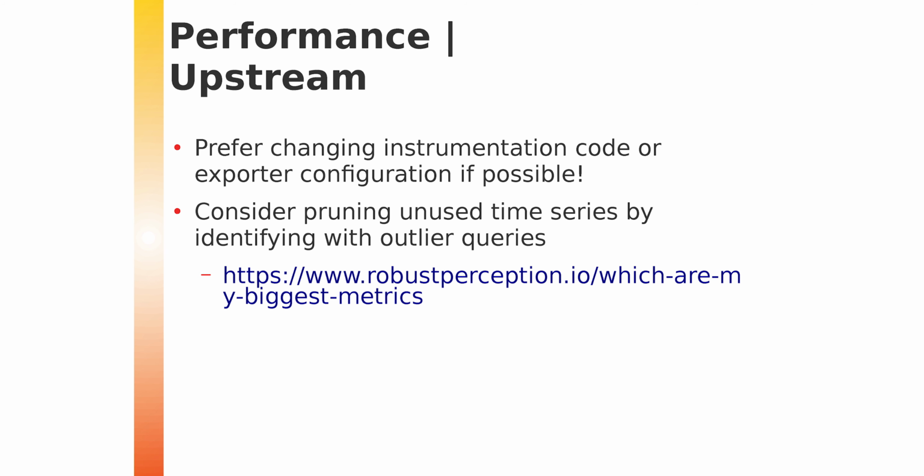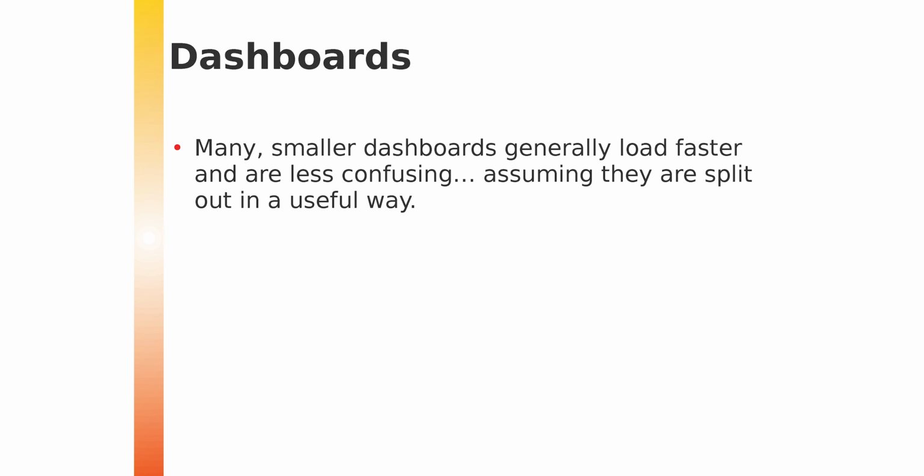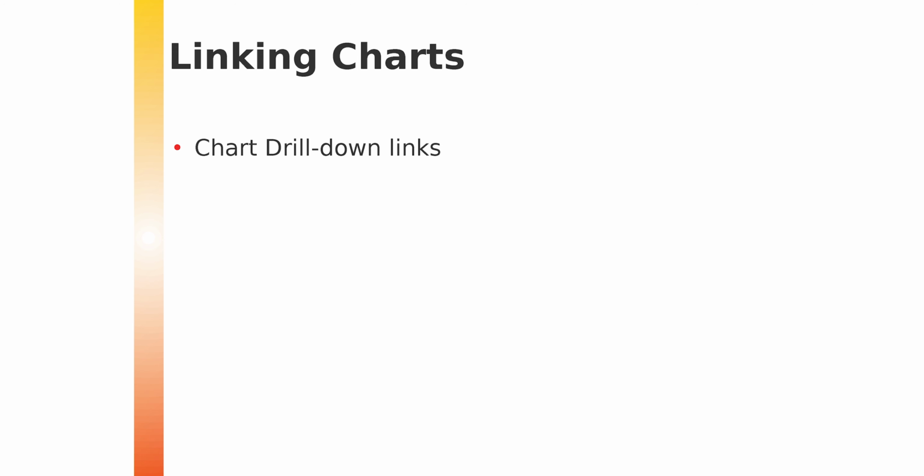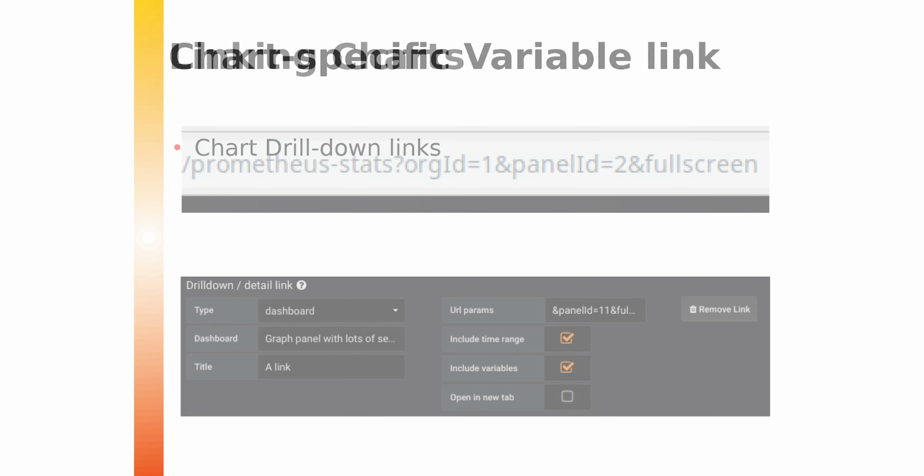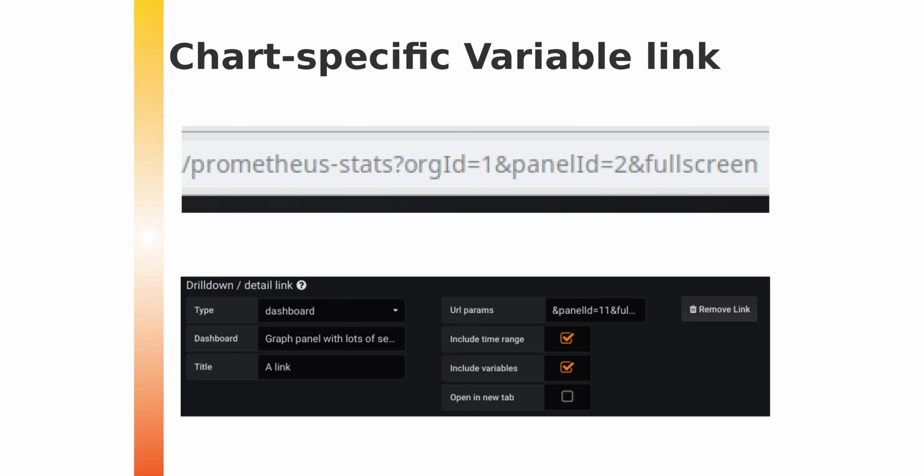So when making dashboards, as I mentioned, smaller dashboards are actually better. They load faster and they're less confusing, at least assuming they're split out in a useful way so that you can get to what you need to do. So for linking charts, there's a couple of different ways. A chart has the notion of a drill down link, and it can, as I mentioned, share variables and keep the time series and everything. And when you actually go to a dashboard, you can make a panel go full screen. And if you pay attention to the URL, it adds these query parameters. And you can just basically repeat them in your URL parameters. And now when you follow that link, it'll take you to that dashboard with that chart as full screen.